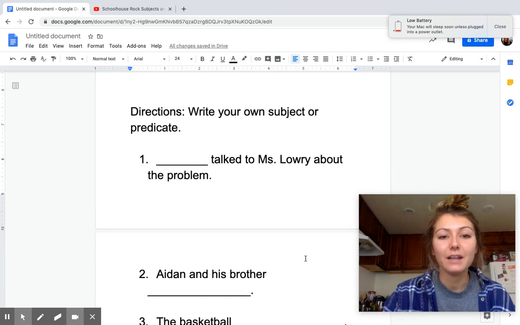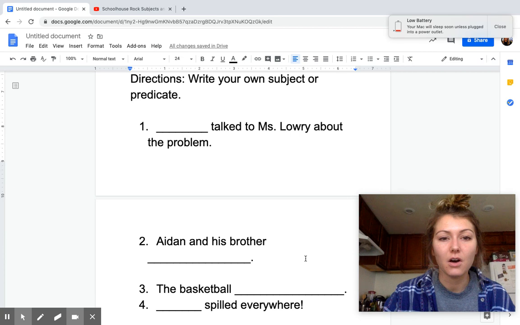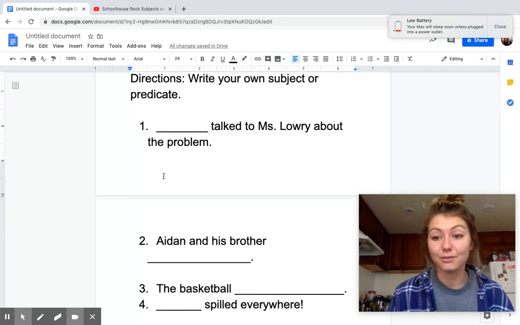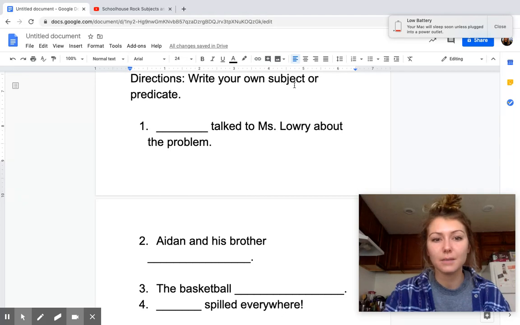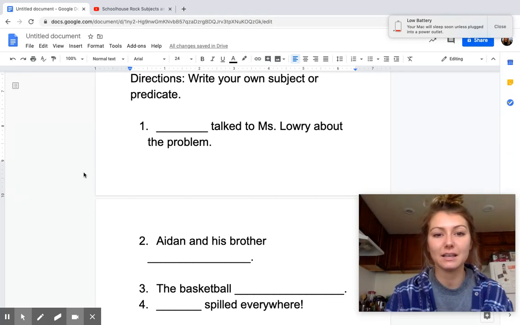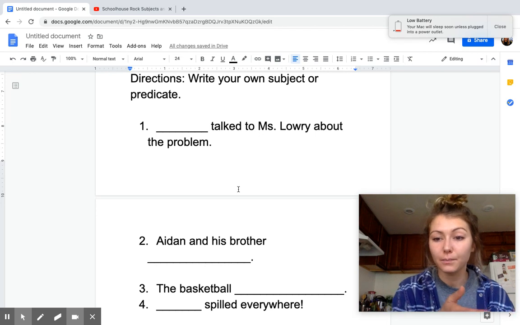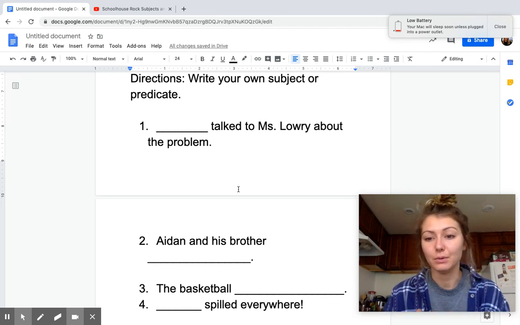All right, our next section of work has a different set of directions. So it says, write your own subject or predicate. So each of these 4 sentences is either missing a subject or it's missing a predicate. So you're going to fill in the blank. Are you adding a subject or are you adding a predicate? Who or what? Or what they are doing.